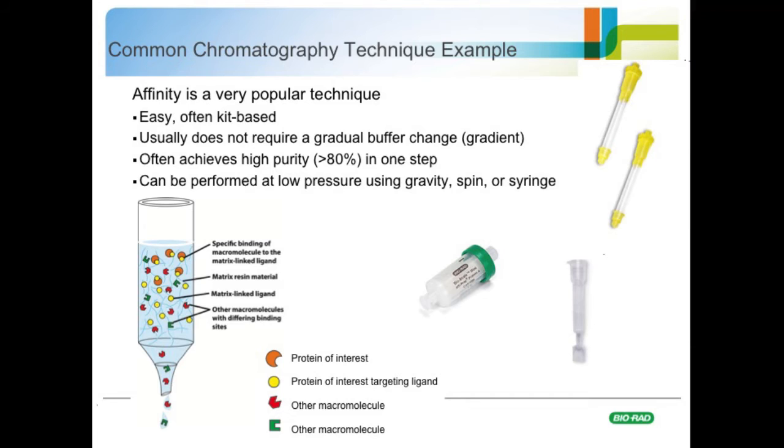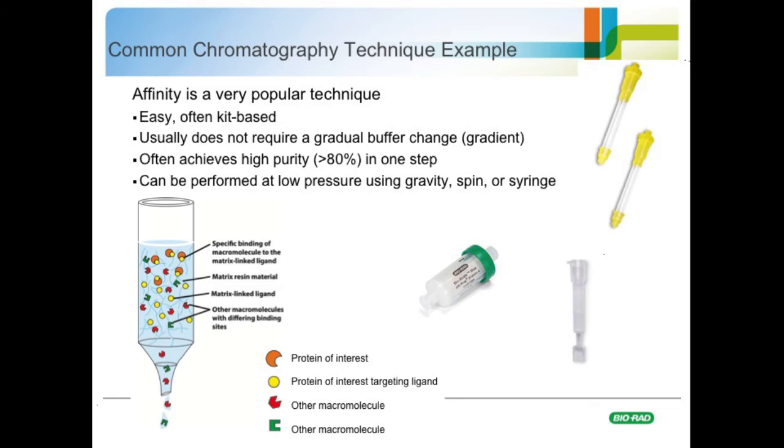I mentioned one very popular technique. It's called affinity. And essentially, this is a lock and key mechanism, whereas your protein of interest binds specifically only to one targeting ligand, or essentially the lock and the key. So in this case, the key would be the ligand on the matrix media, and your lock would be then the protein of interest. This is a very popular technique because it doesn't really require, in many cases, a very fancy setup. You can usually achieve very high purity, most times greater than 80%.